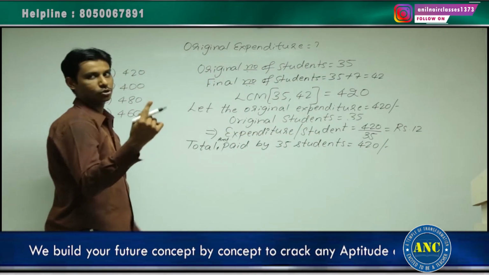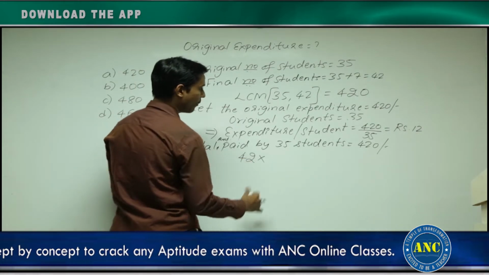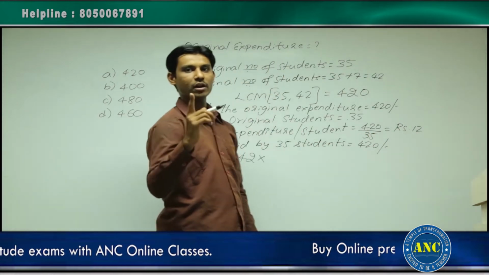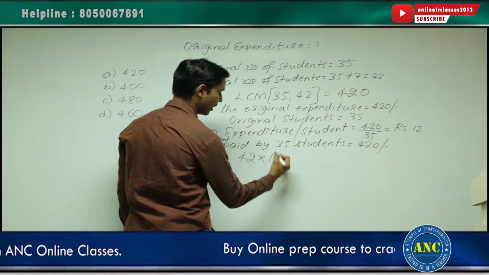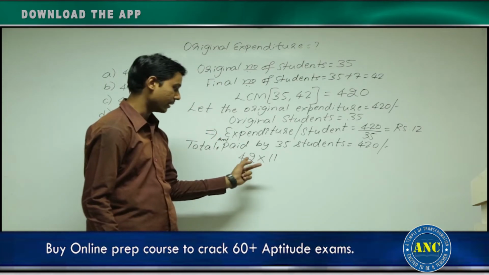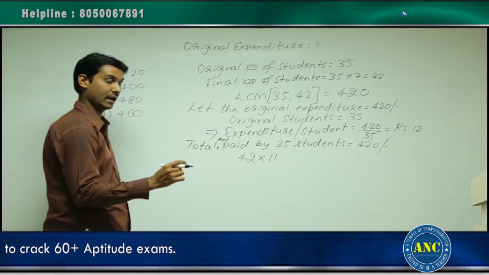Now there are 42 students. If there are 42 students, every person's amount will be reduced by 1. Earlier they were paying 12 rupees. Now everyone will pay 11 rupees. That means the total amount paid by 42 students is 42 into 11.